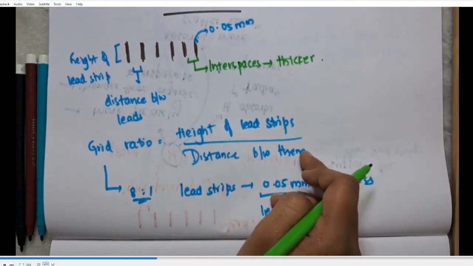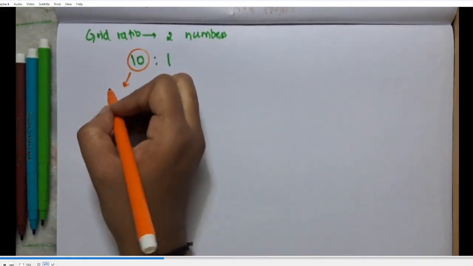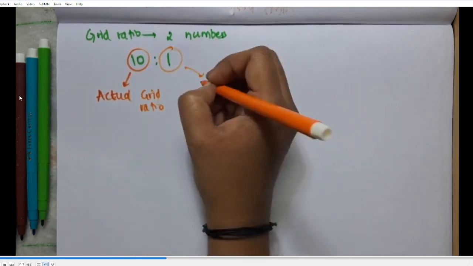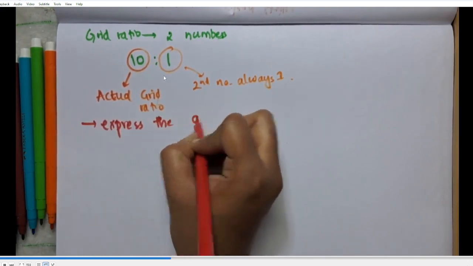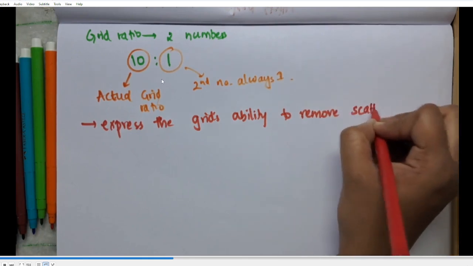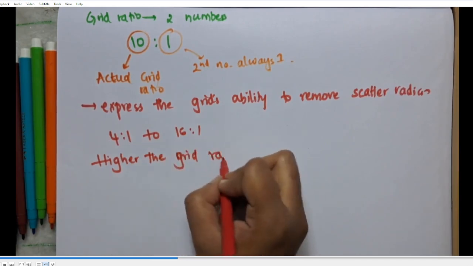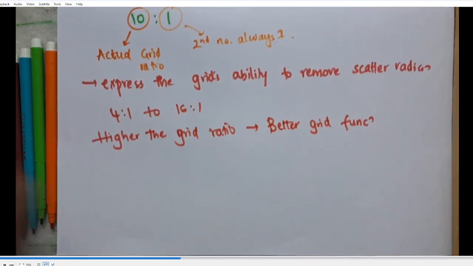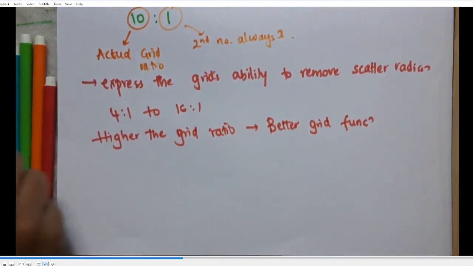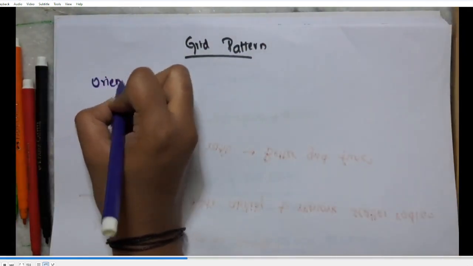So the grid ratios are mainly expressed as two numbers, like 10 to 1. The first number is the actual ratio, and the second number is always 1. Grid ratio is a parameter used to express the grid's ability to remove the scattered radiation. This grid ratio is usually in the range of 4 to 1 to 16 to 1. The higher the grid ratio, the better the grid functions. Grid ratio is mainly indicated on the top of the grid by manufacturers.